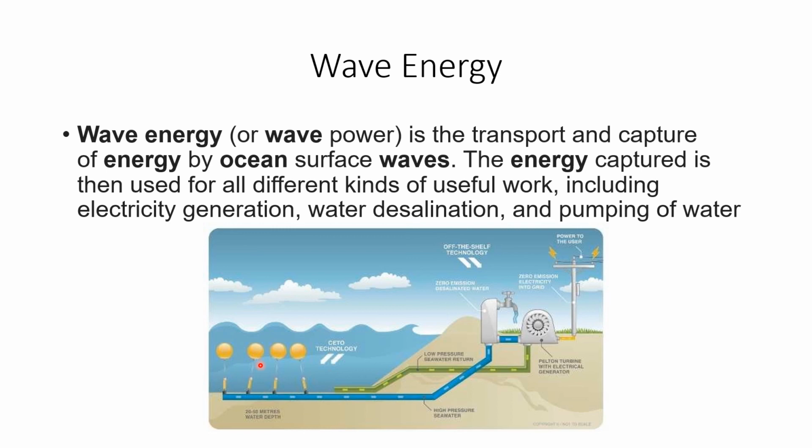converted to a useful form of energy with the help of buoys. These buoys also move along with the waves. It pushes high pressure water through the tube into the turbine here, and the turbine rotates and electricity is produced. After that, the low pressure water is taken back to the ocean. So this is a small description of wave energy.